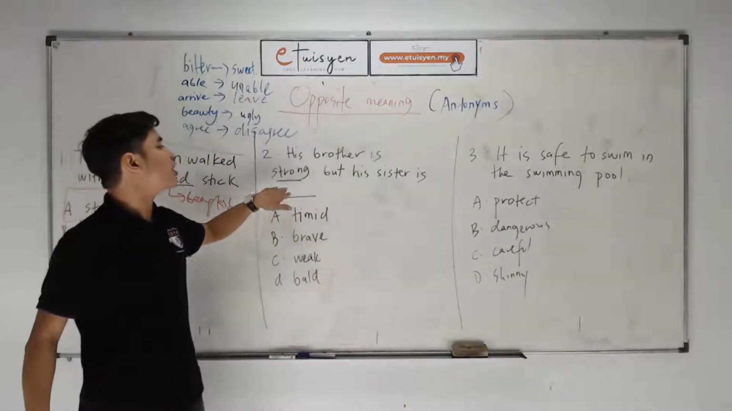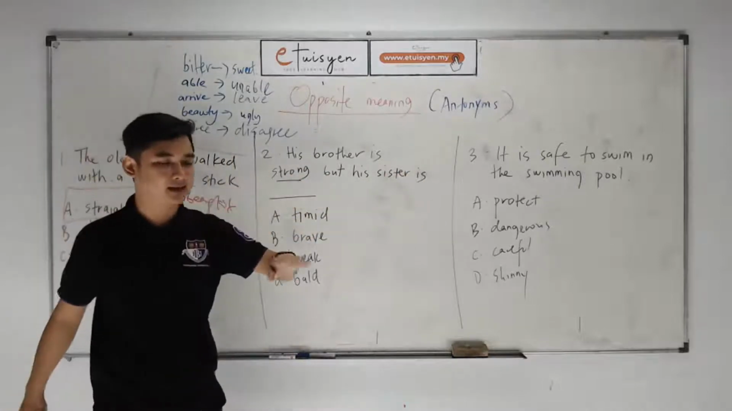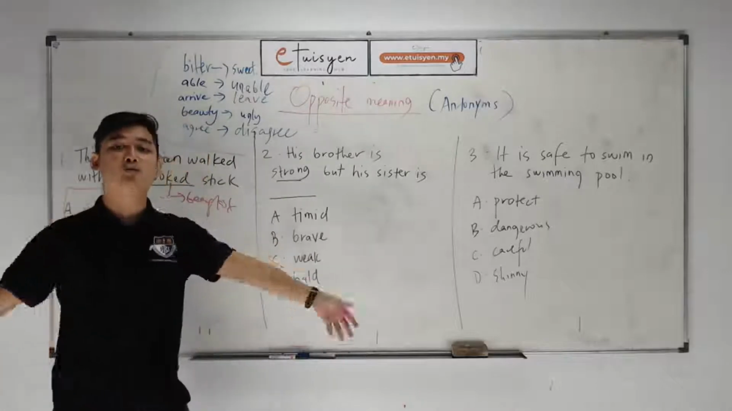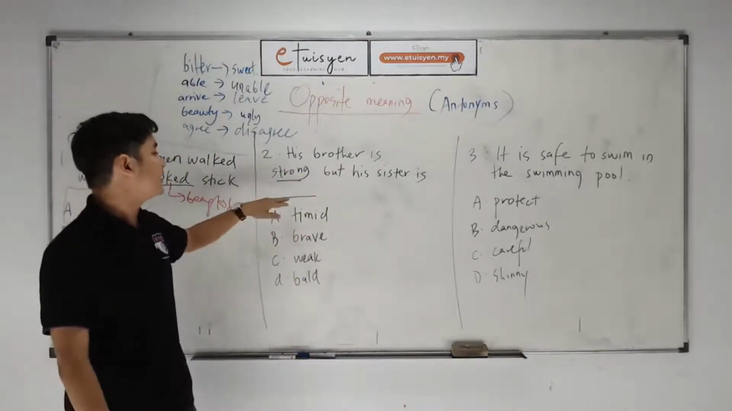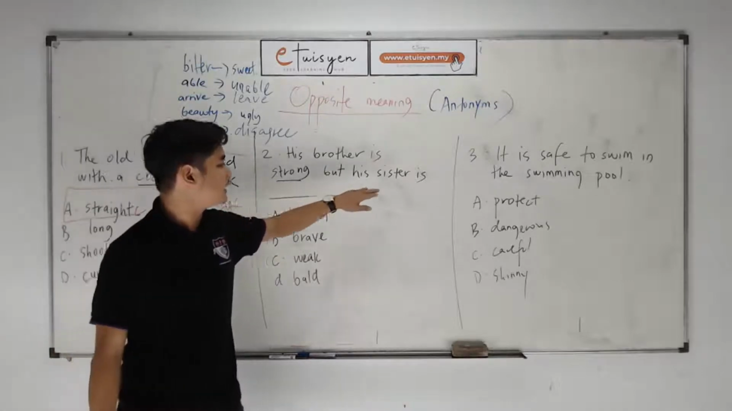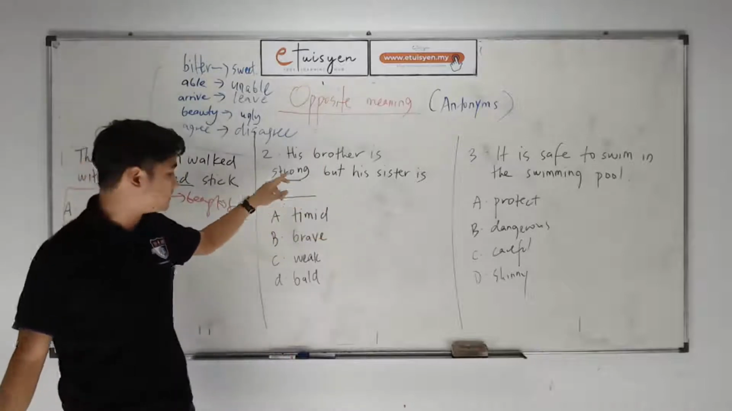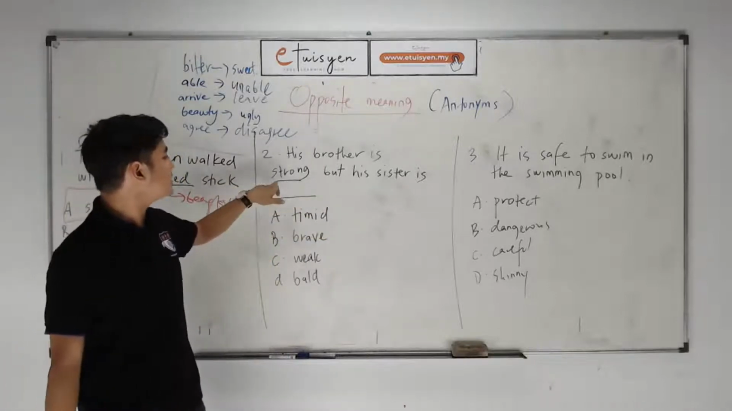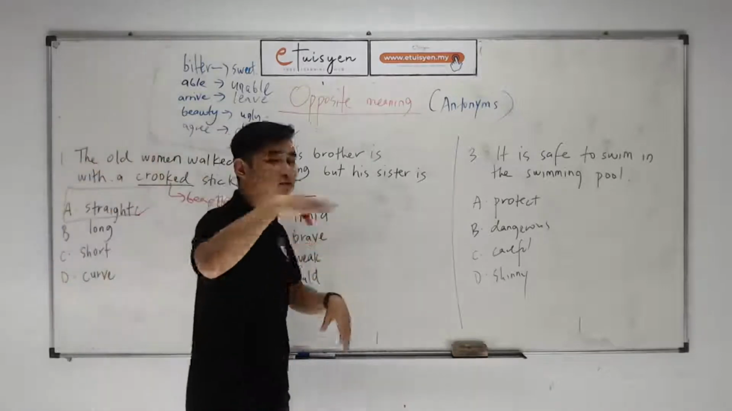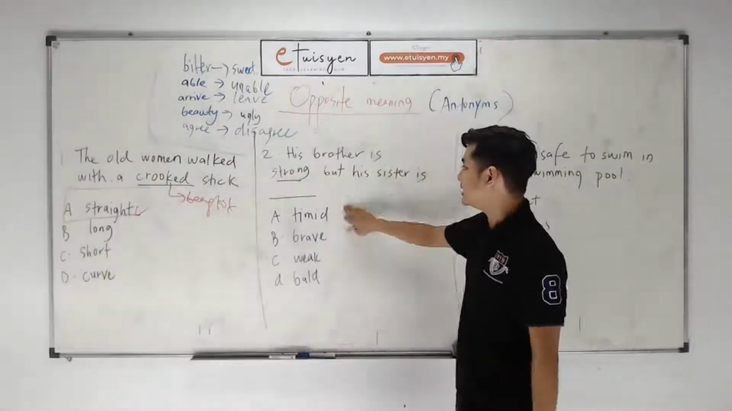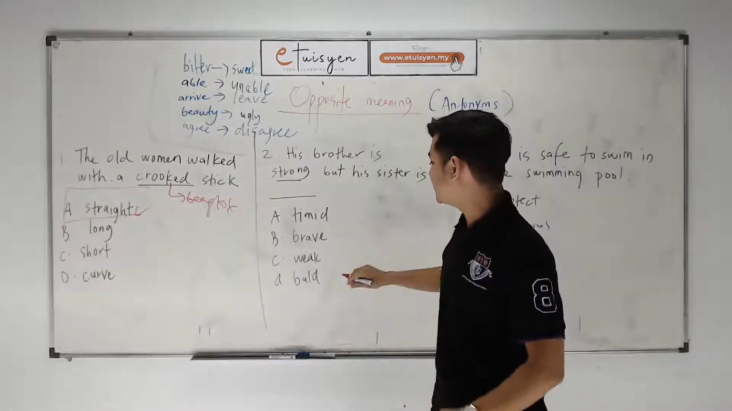His brother is strong, but his sister is. Nampak tak? His brother, abang dia kuat. But his sister is. So sekarang ni kita tahu, strong. The answer you have to give in an antonym or opposite meaning. At the same time the underlying words you have to change in antonym also. So abang dia kuat, meanwhile adik dia akan jadi weak.